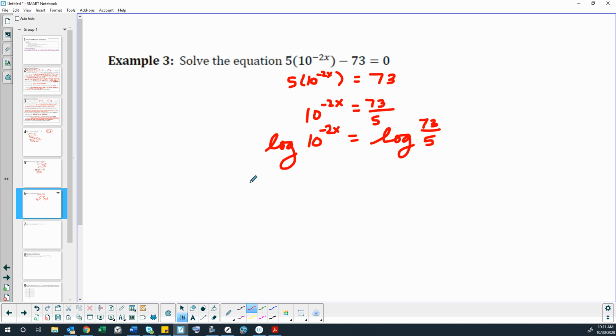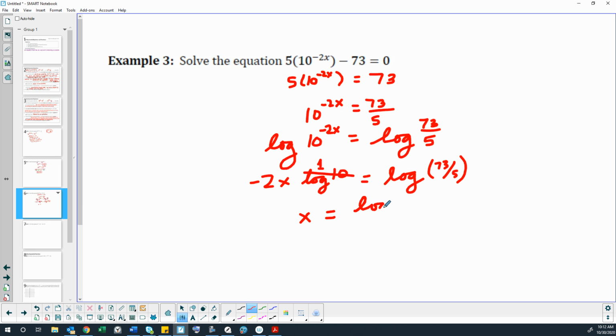And then I'm going to use that power property to move our negative 2x to the front. Now, I don't know why I'm rewriting log 10, because log base 10 of 10 turns into 1. So I don't even really need that anymore. And then this is still going to be the log of 73 fifths. You might want to put that in parentheses just to make sure you know the entire thing is the argument of the logarithm.